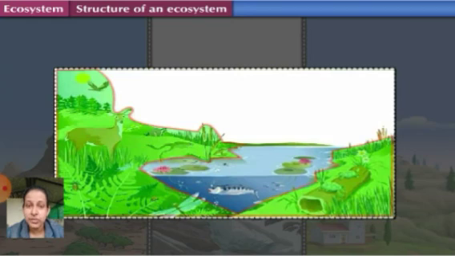Is that clear, students? Also write about who coined the term ecosystem, and later on it was used by which other scientist. What is another name for ecosystem?